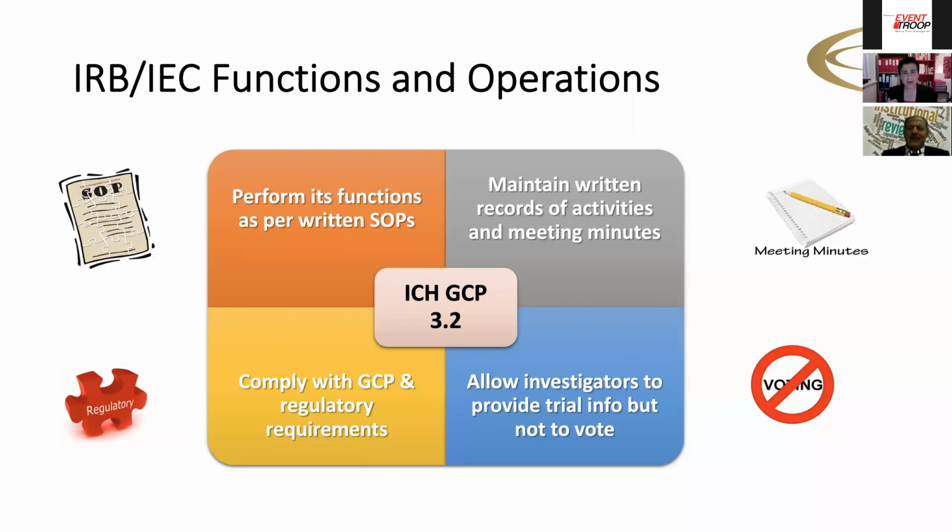They must maintain written records of activities and meeting minutes. Now, this is very, very important. Every time an IRB is going to meet, they have their quorum, they have the discussion, and all of these minutes have to be documented. So they will be documenting every decision they make, every discussion that happened, and they will put it in writing. And these have to be maintained. These are their responsibilities. Now, what can happen, as I mentioned earlier on, is they allow investigators to provide trial information, but the investigators are not allowed to vote.